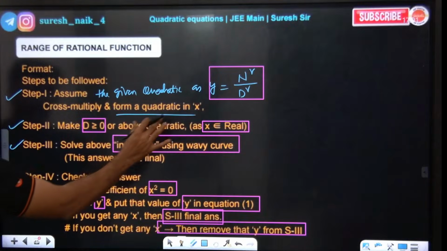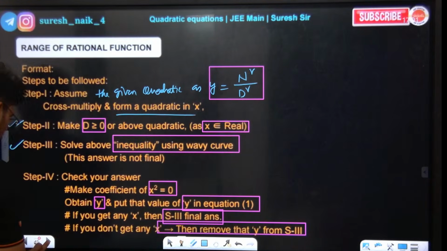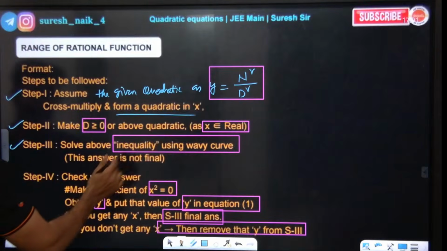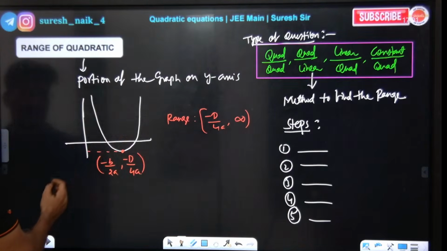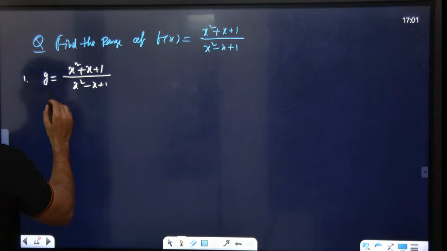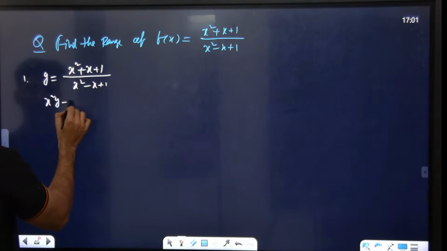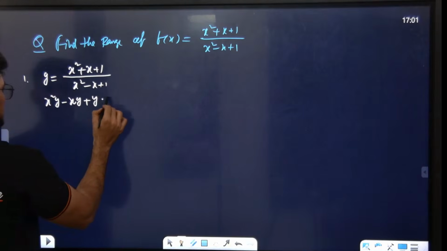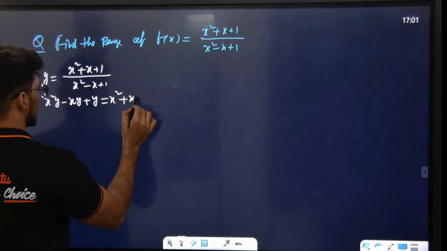Step number 1 என்ன? Y is equal to numerator by denominator எடுக்கணும். I took that. Second step என்ன? Cross multiply பண்ணு. Cross multiply பண்ணி பாரு. So cross multiply பண்ணா x square y minus xy plus y is equal to x square plus x plus 1.